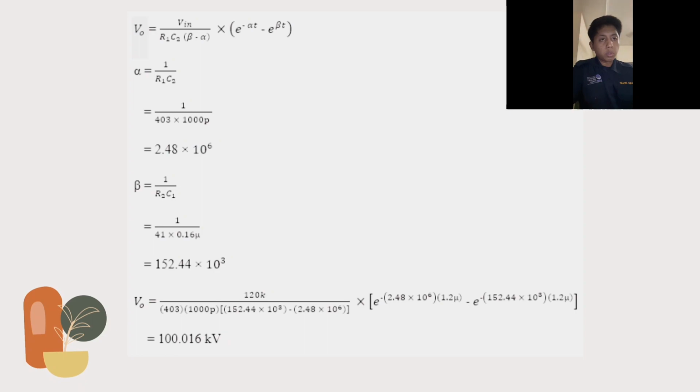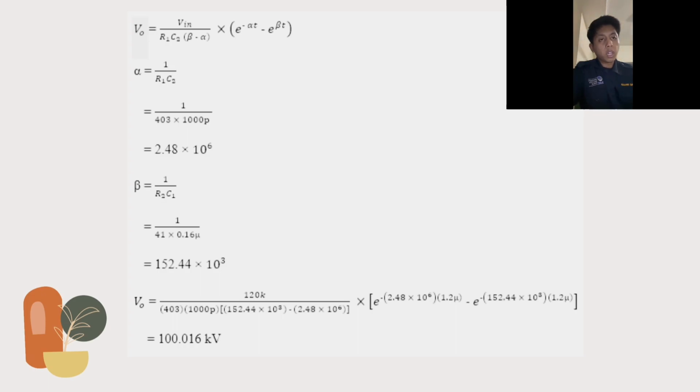We move to the V out. So V out, the formula is V in over R2 times C2 times beta minus alpha times exponent negative alpha t minus exponent beta t. So we don't have any alpha and beta answer, so we need to find the alpha and beta first. For the alpha, the formula is 1 over R1 times C2.